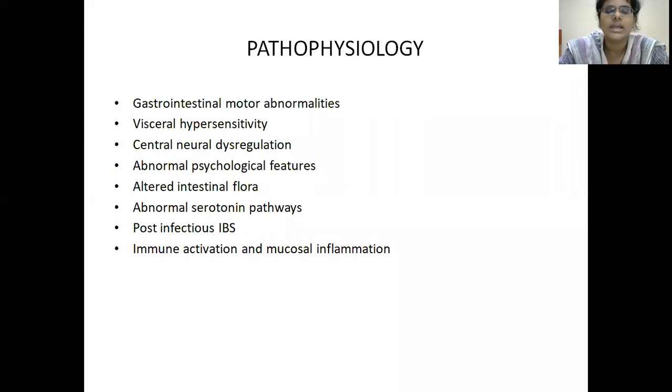The next one is abnormal psychological features. In up to 80% of IBS patients, you will have other psychiatric manifestations. There will be emotional stress, excess worry, or somatization disorders, or patients can have neurosis. So in 80% of patients, you can see abnormal psychiatric features. Altered intestinal flora is also seen more in IBS patients, meaning bacterial overgrowth can be associated with IBS.